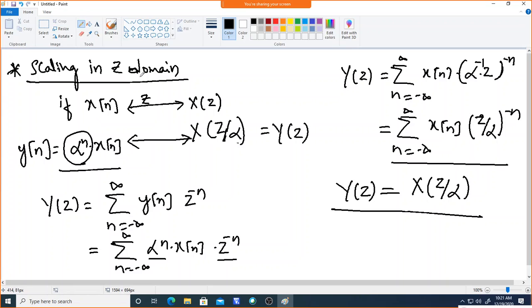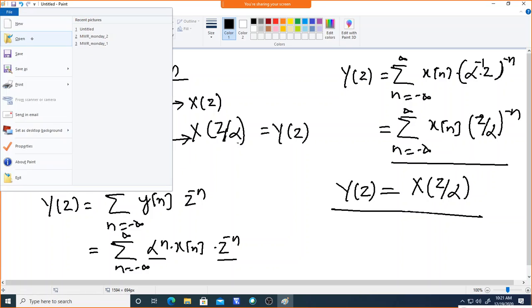Is it understood? It's fine. Okay, any doubt? Okay, so this is again scaling in the z domain, it is over.